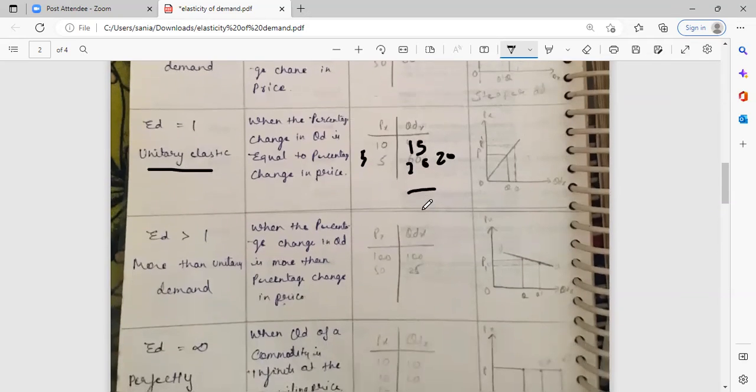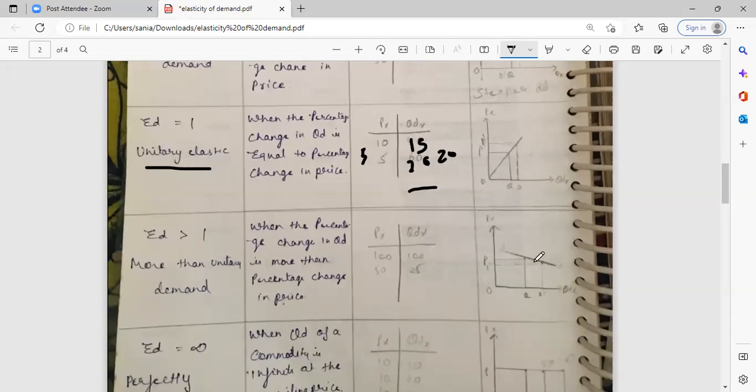Okay. And coming to ED greater than 1, more than unitary demand, when your percentage change in QD is more than percentage change in price. So like 100 to 50 or from 100 to 25. So 100 to 25, it's less, but price is more, and from 100 to 50, it is only 50, but here it is 75, right? So it is like this.